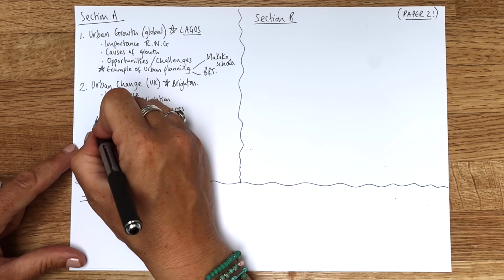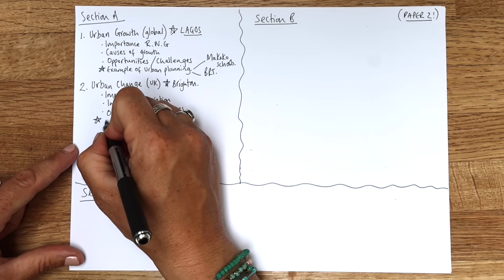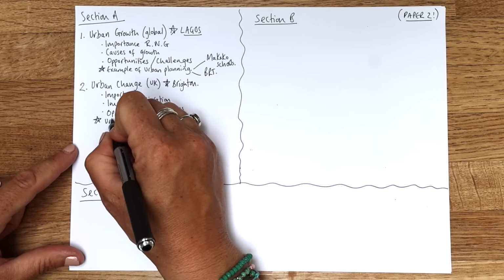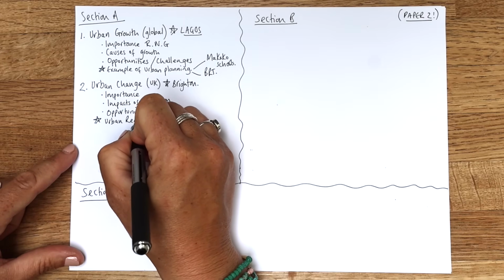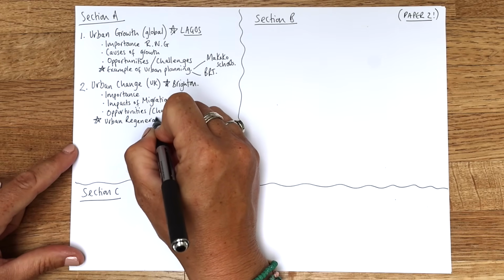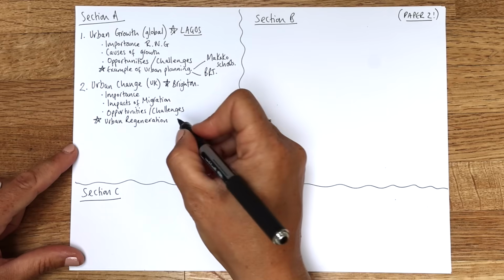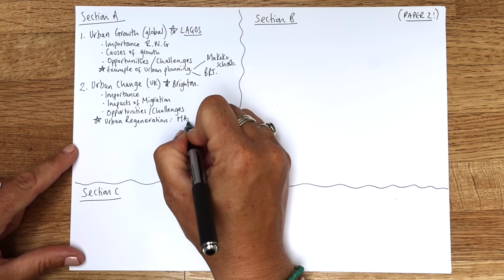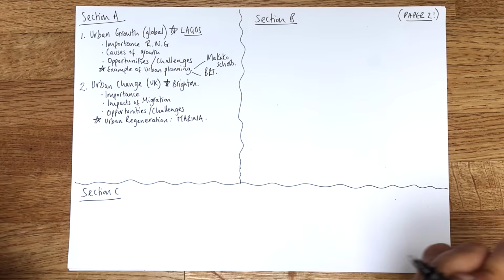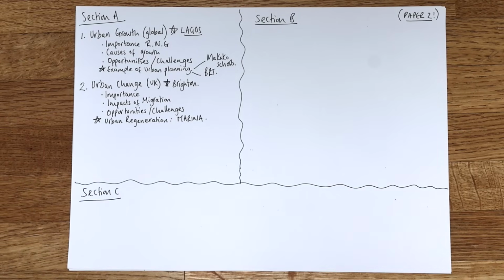And then because it's a case study, we look at an example of urban regeneration. Okay, so you can think about the place you studied. My students, it's the marina. And again, I've got a separate video on that for you.